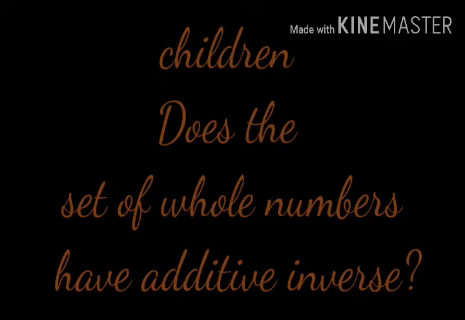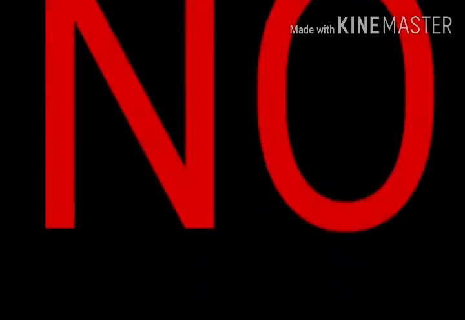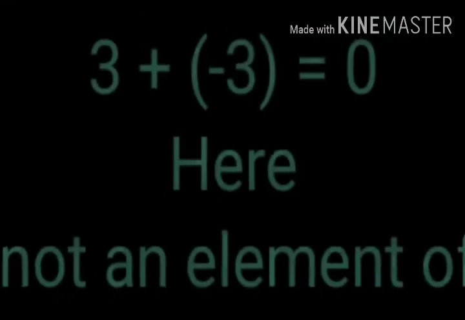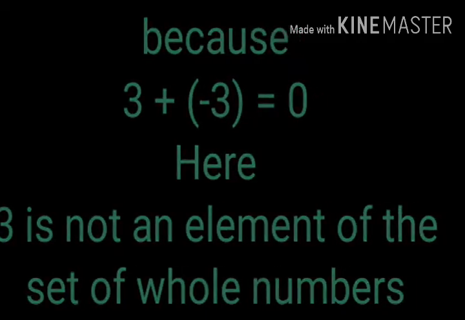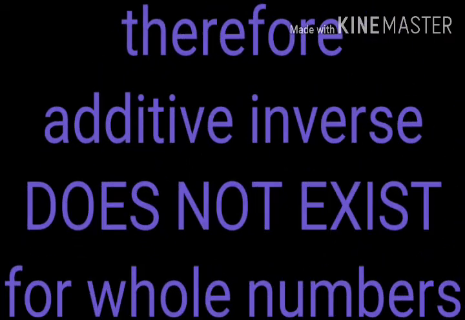Children, does the set of whole numbers have an additive inverse? What is your answer? No. Why? Because 3 plus (minus 3) equals 0, but minus 3 is not an element of the set of whole numbers. It is not there. Therefore, the additive inverse does not exist in whole numbers.